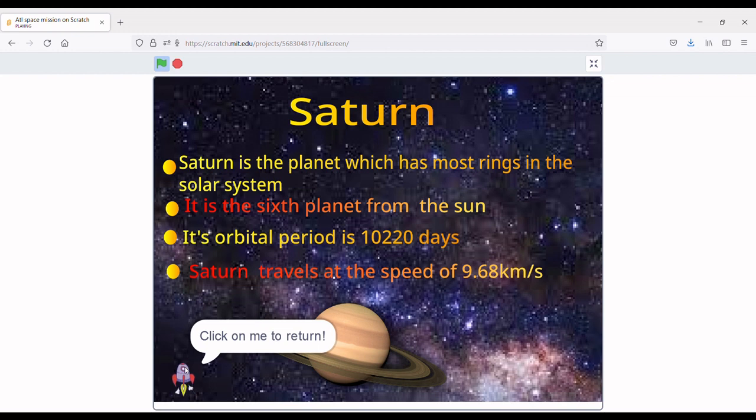Saturn. Saturn is the planet which has the most rings in the solar system. It's the sixth planet from the sun. Its orbital period is 10,220 days. It travels at a speed of 9.68 km per second.